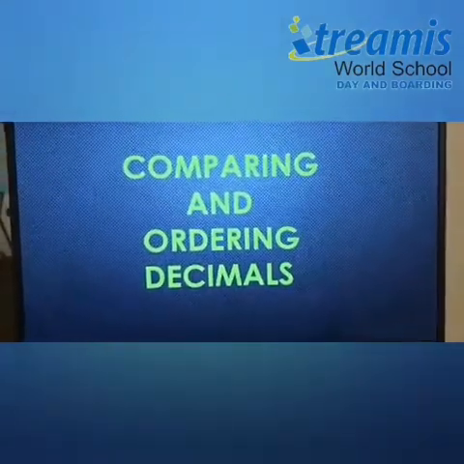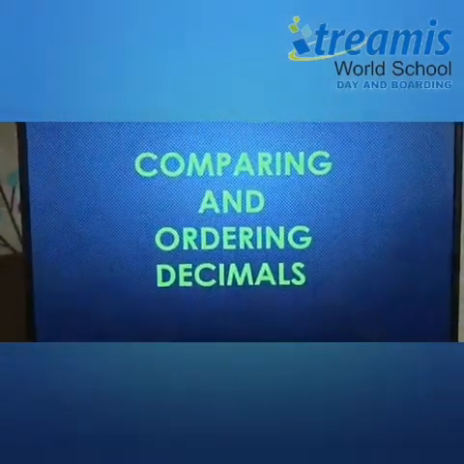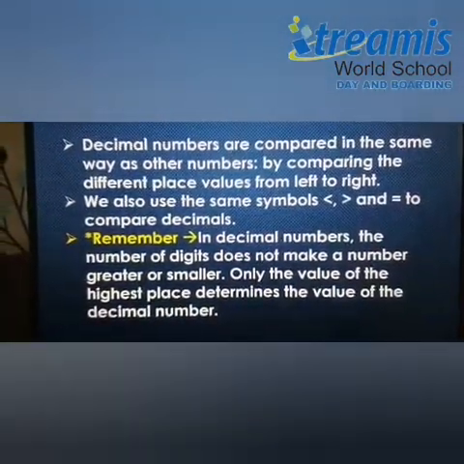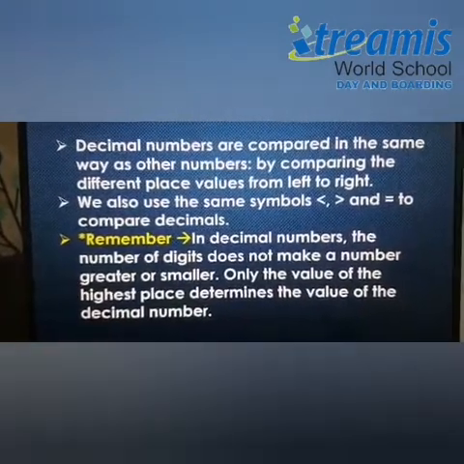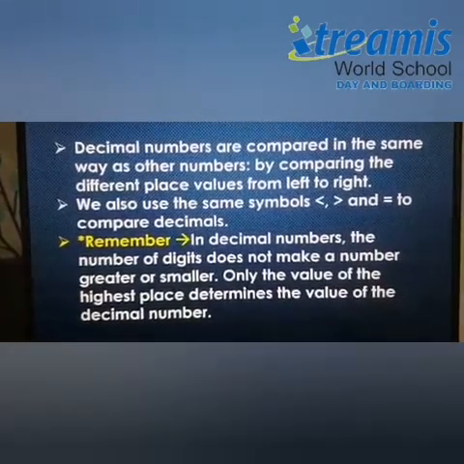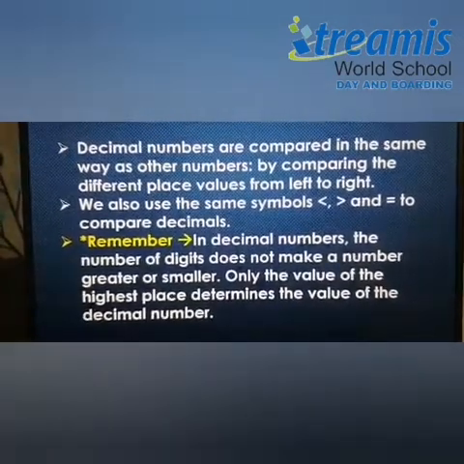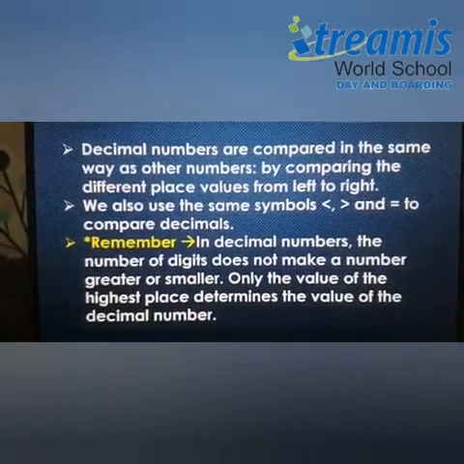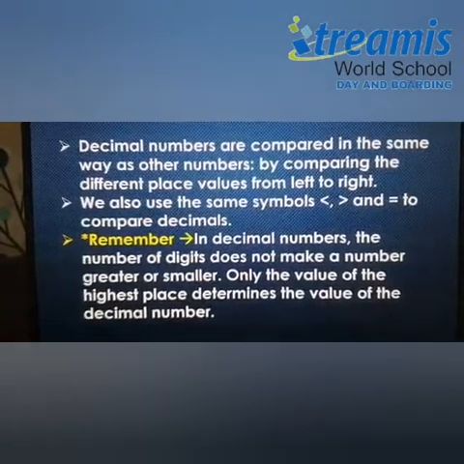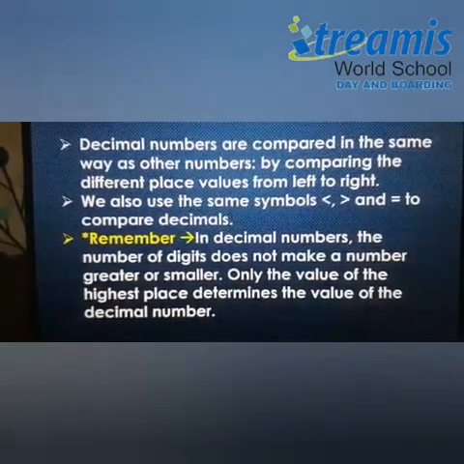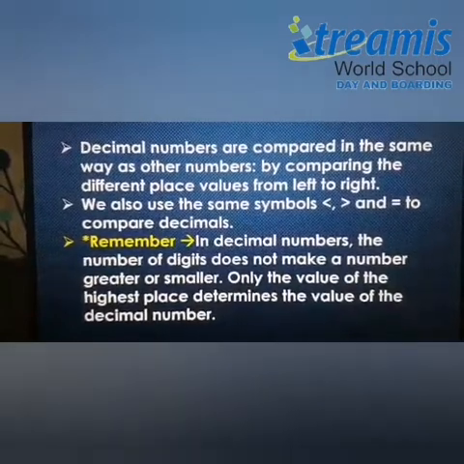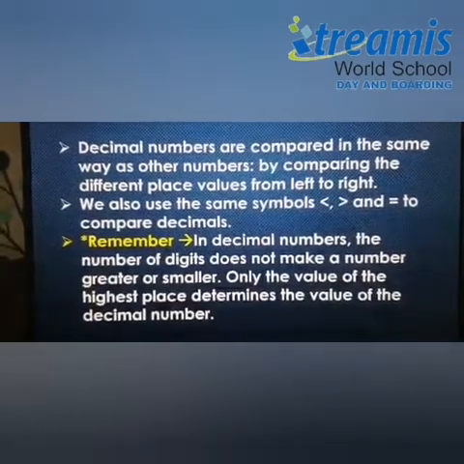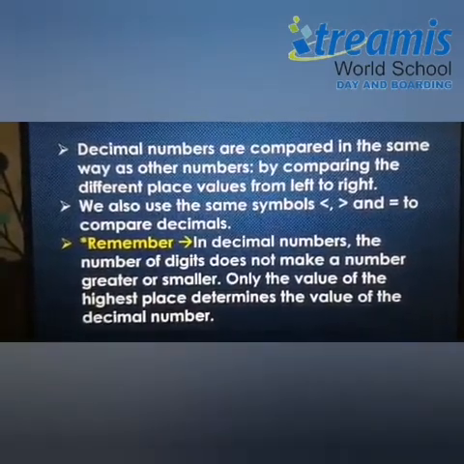Okay, so children, let's start with comparing and ordering decimals. Decimal numbers are compared in the same way as other numbers, by comparing the different place values from left to right. We also use the same symbols, less than, greater than and equals, to compare decimals. Here you need to remember one thing, children. In decimal numbers, the number of digits does not make a number greater or smaller. Only the value of the highest place determines the value of the decimal number. So let's see with a few examples.